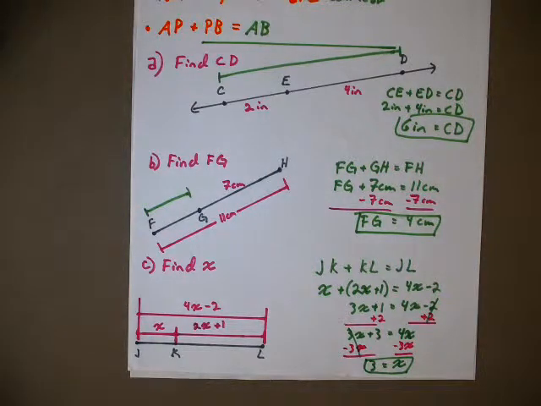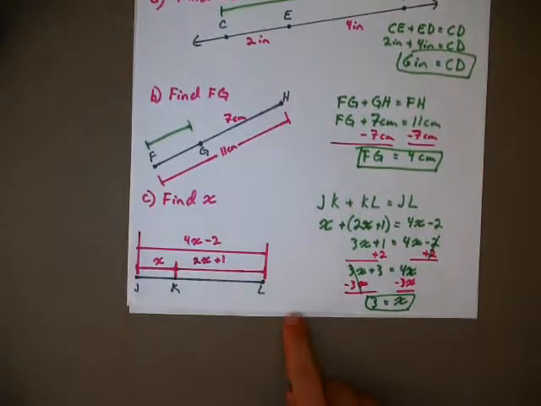Okay, so what you'll see is some fairly simple examples, A and B, ways to use this, and then you get a little more complicated when they put some algebra along with the geometry. So that is basically how you use betweenness to help you solve for measurements of line segments.